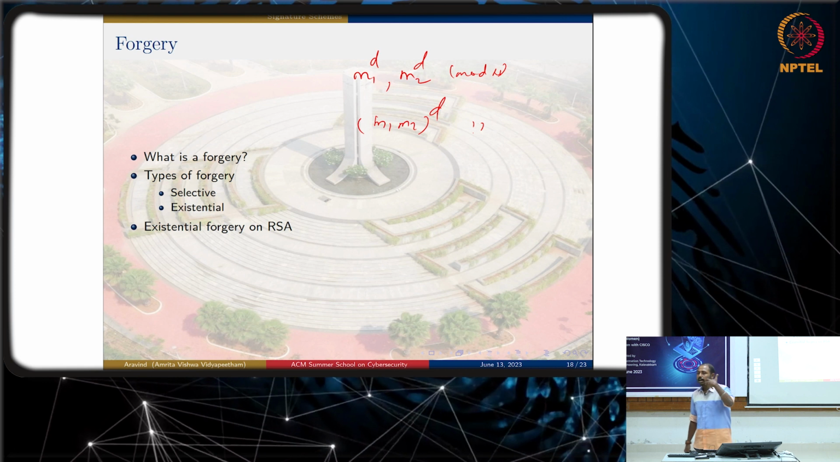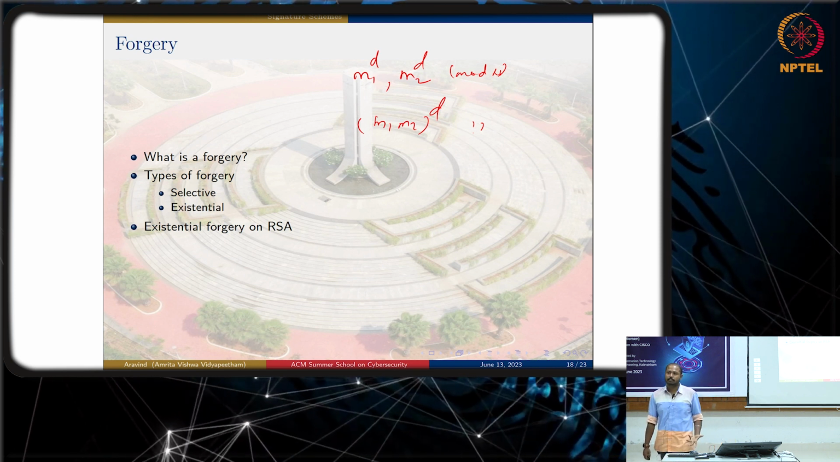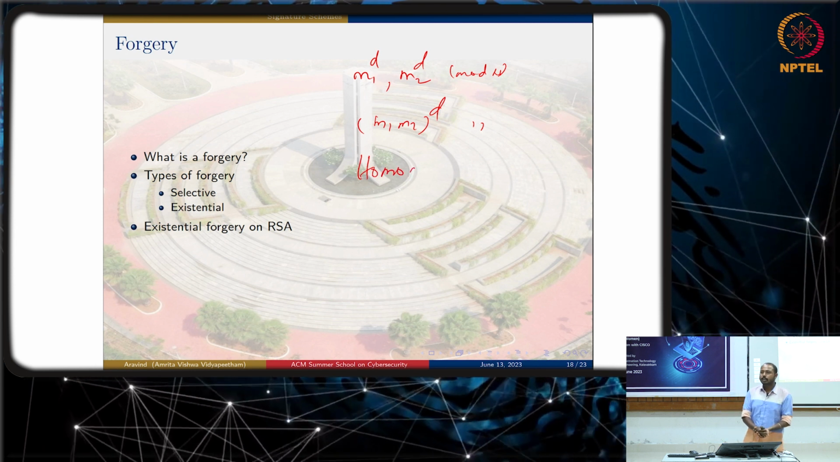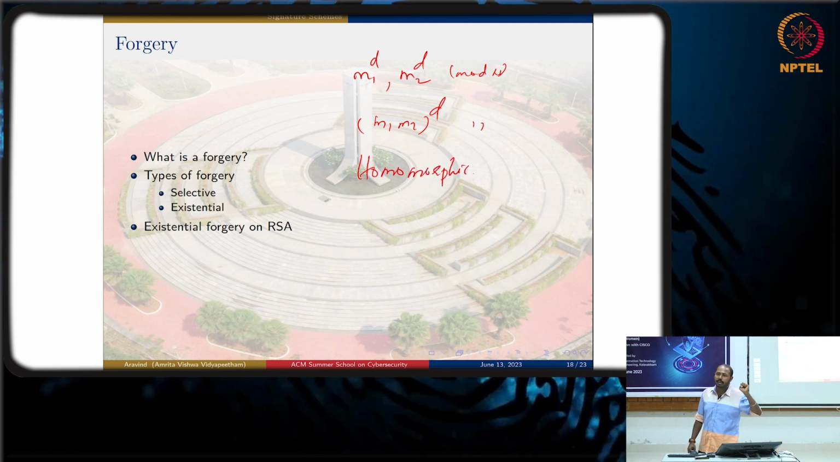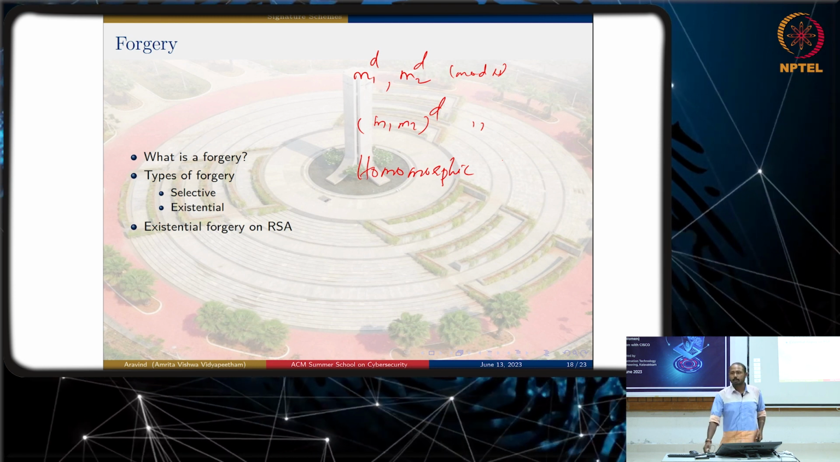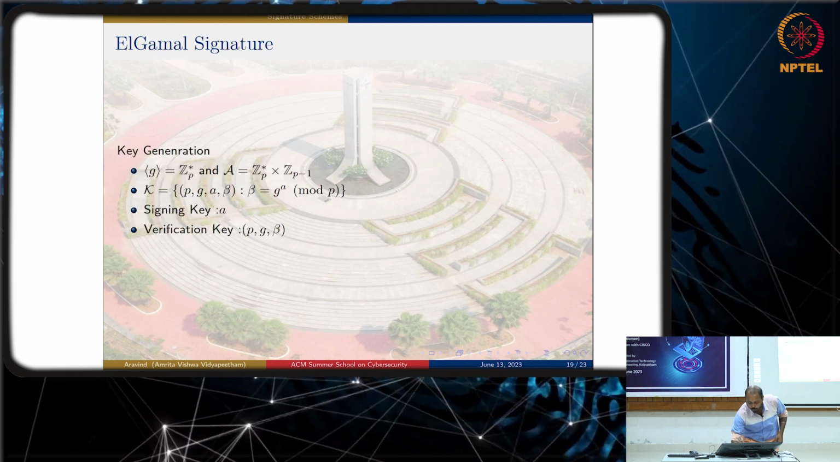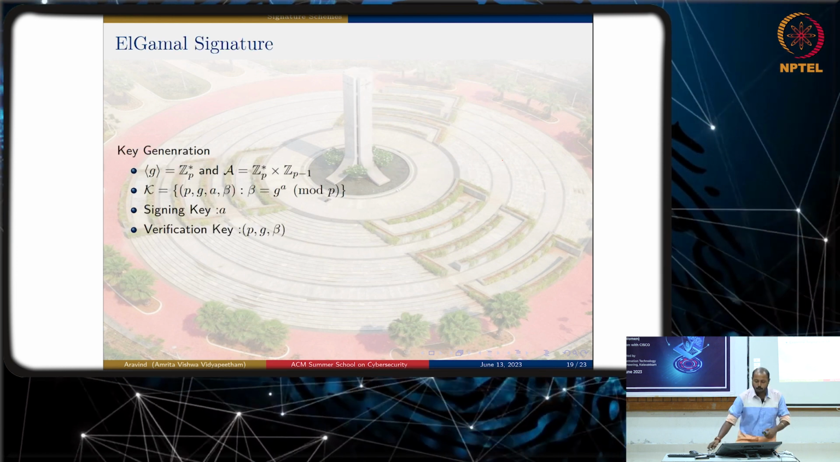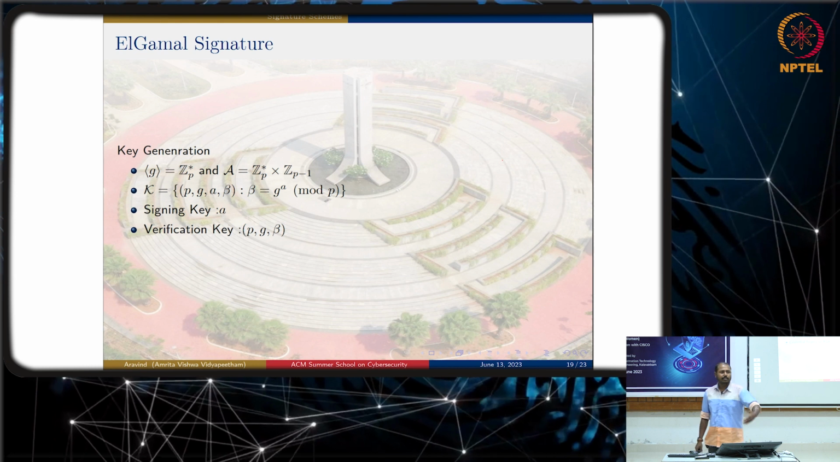So if I am not getting a signature on a message 60, I will take 15 and 4, get them signed individually, and multiply. This is actually what we call the homomorphic property of RSA, which lands it in trouble. Anyway, this is actually the trending topic, homomorphic encryption. We will not be doing anything of that here.